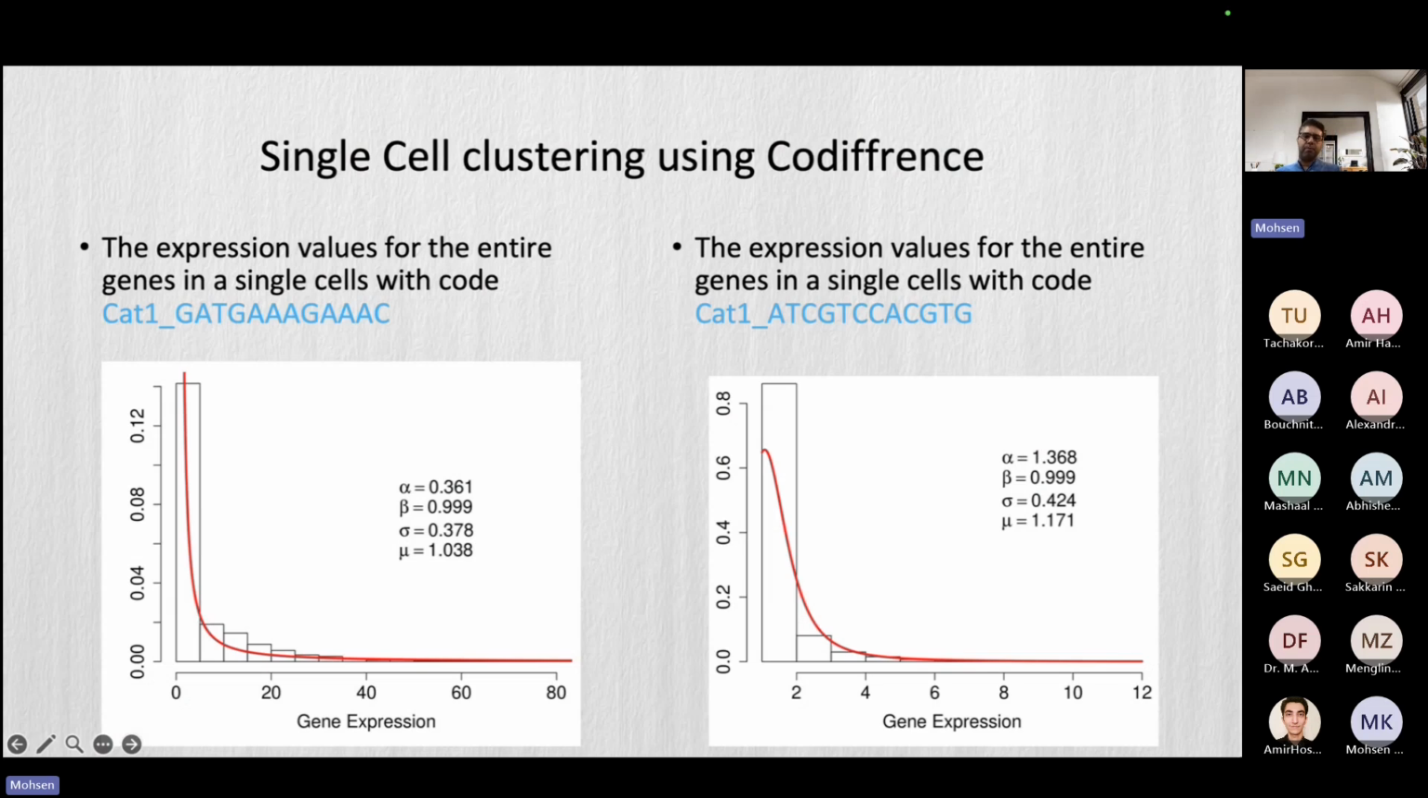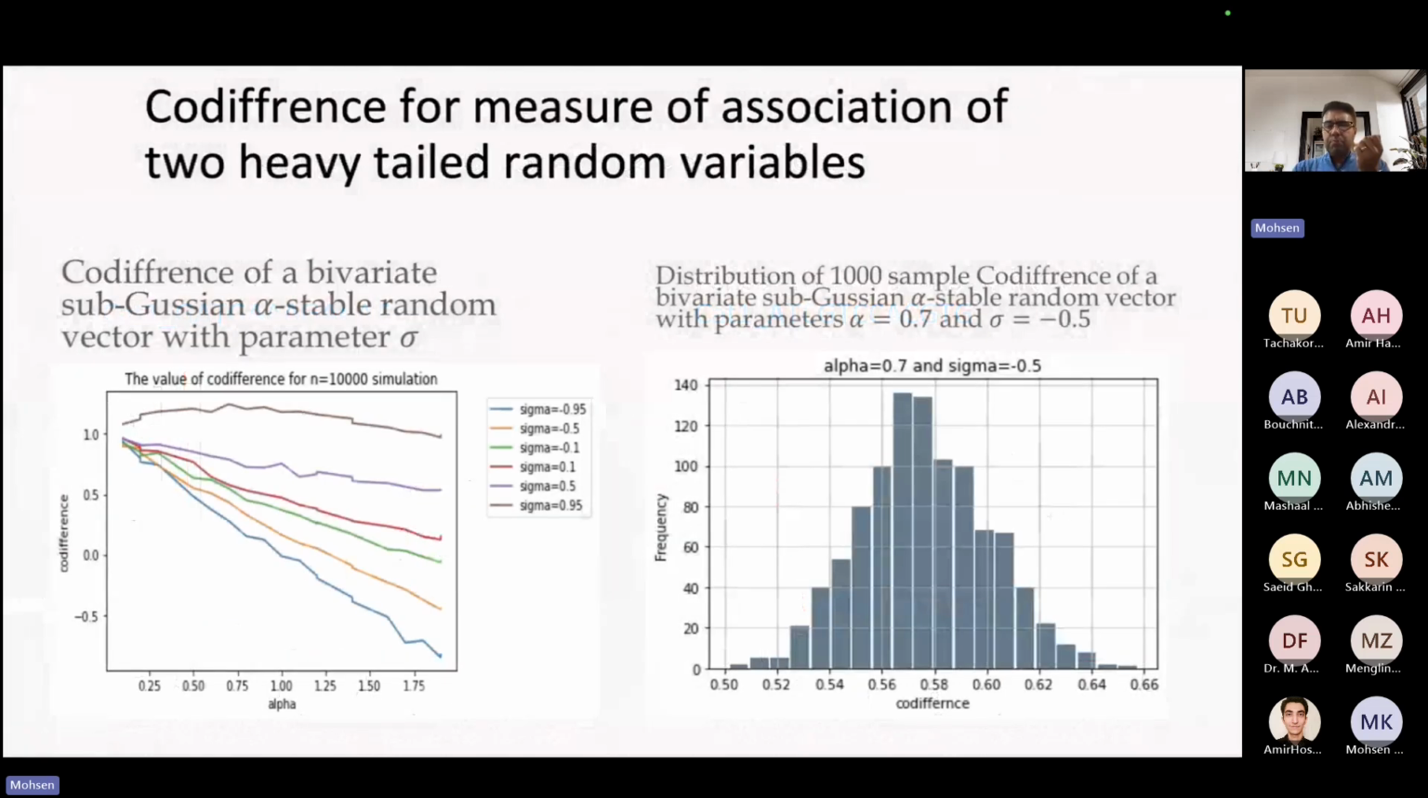These are some examples that we bring and say that in real data we observe heavy tail data more often. I just looked at the single cell data and looked at the dispersion value of the data. I just bring some examples here of the distribution of some spatial genes, and show that the distribution of this gene is based on the alpha. You can see here it's very heavy tail data. The alpha here is 0.36, and this one is also another heavy tail one with alpha equal to 1.36. Therefore, it makes sense to use this measure, codifference, for real examples like gene expression data.